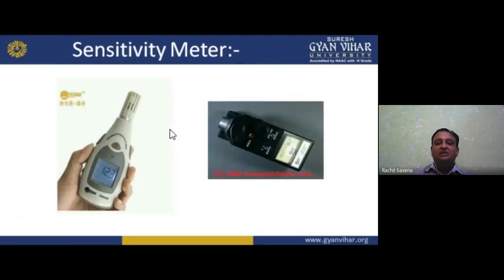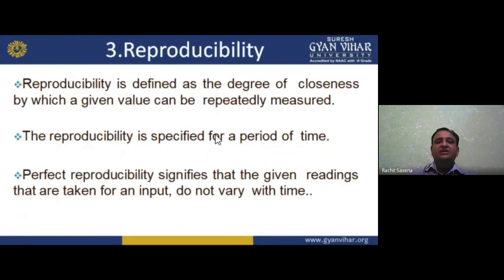Now, the sensitimeter. There is a sensitimeter available in the market through which we can check the sensitivity. It is the measuring instrument which measures the sensitivity, del Q naught upon del QI. I hope you understand. Afterward we have the reproducibility.